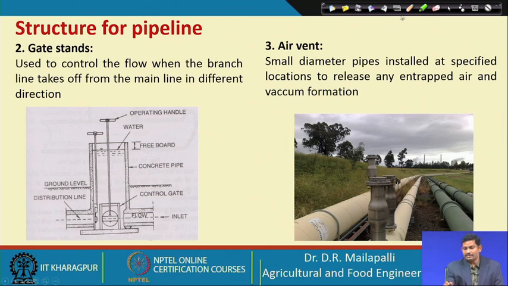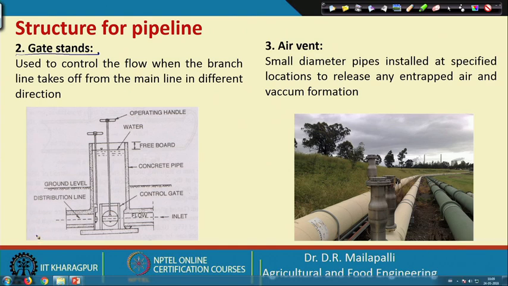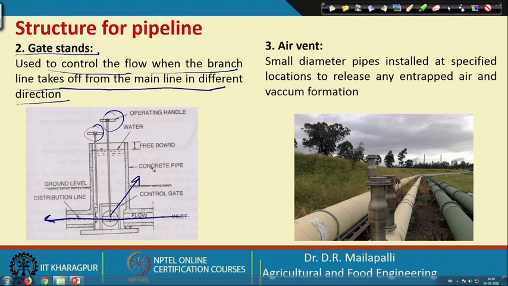So, the next pipeline structure is going to be gate stands. The gate stands are like the previously explained. They control flow when a branch line takes off from the main line in a different direction. Suppose this is one directional flow, so flow is taking place in this direction. You want to divert this flow in the other direction, so you close this gate and open this gate, so that water will go in the other direction.